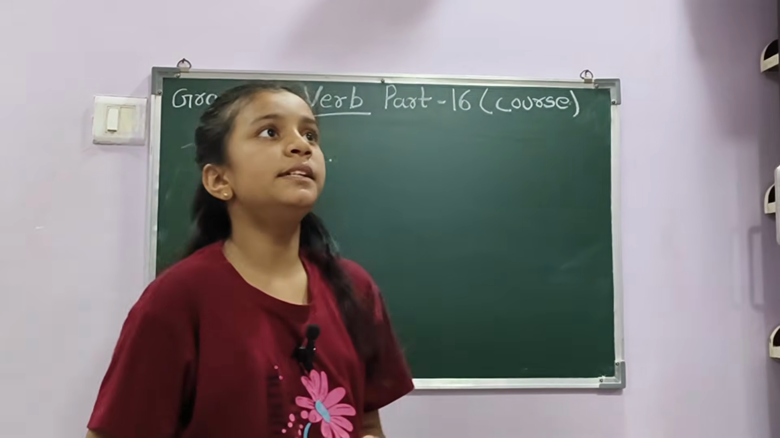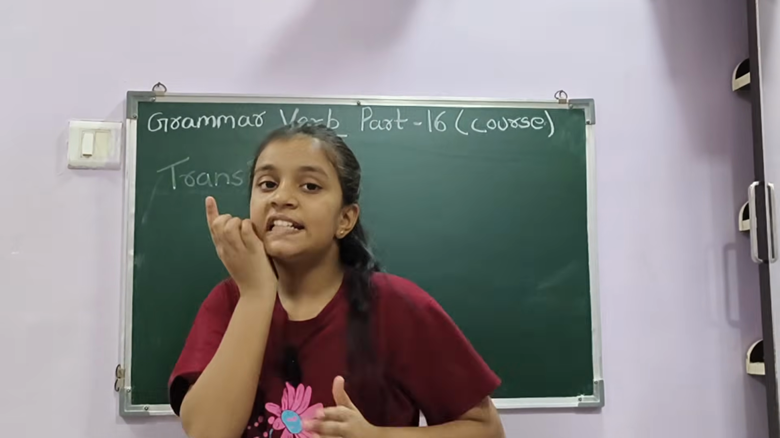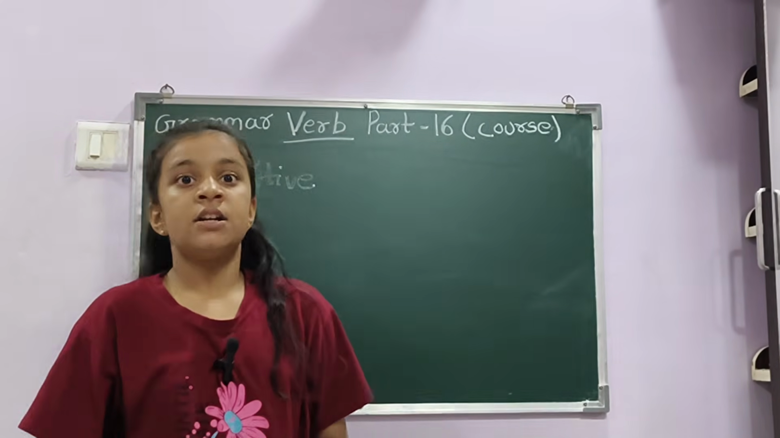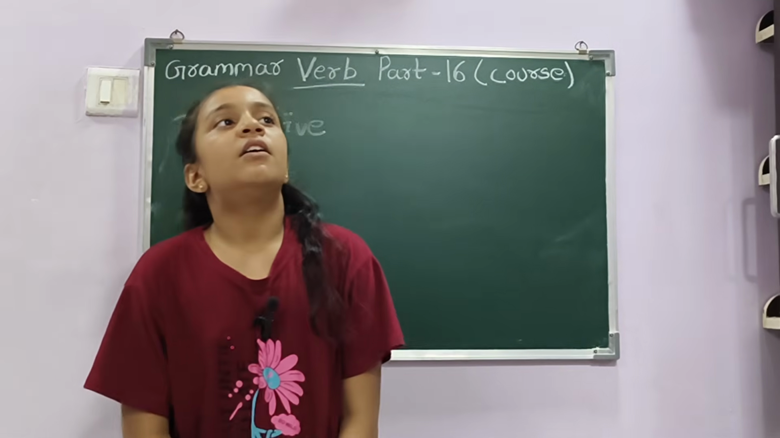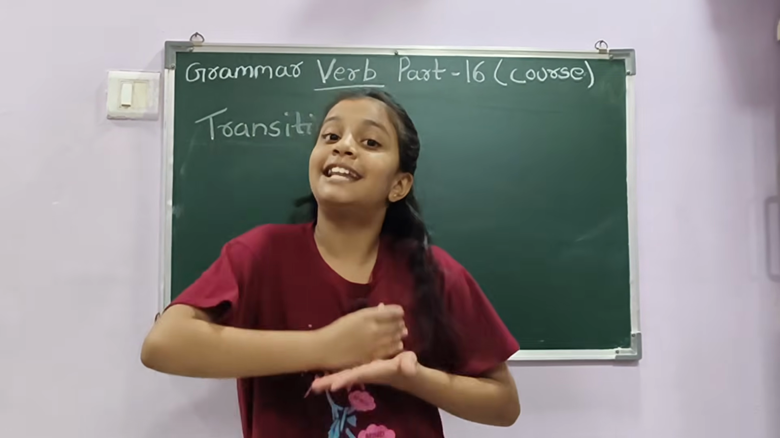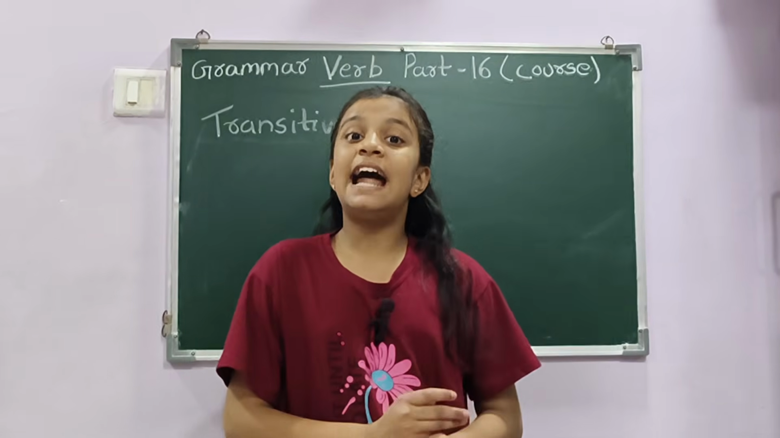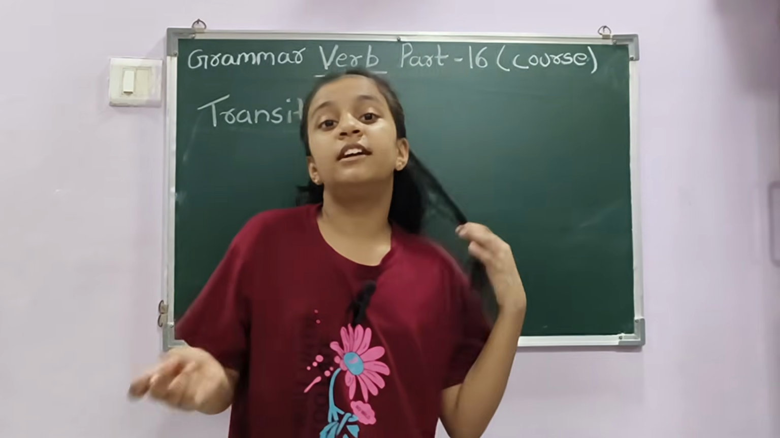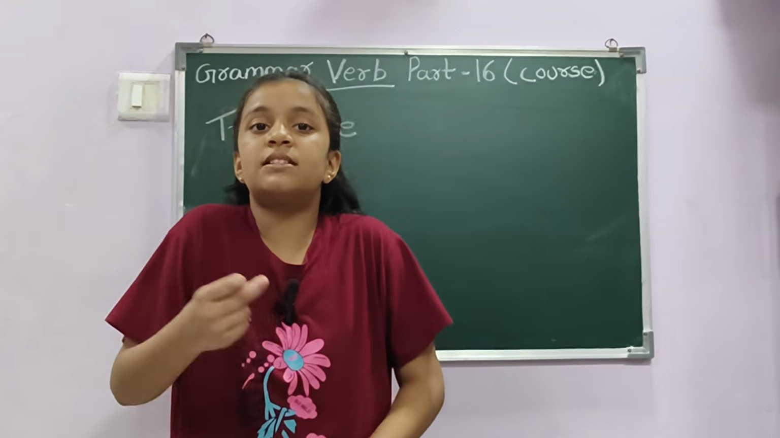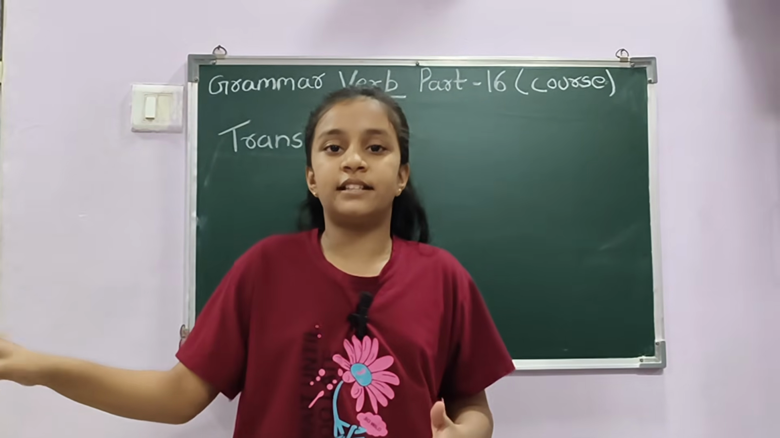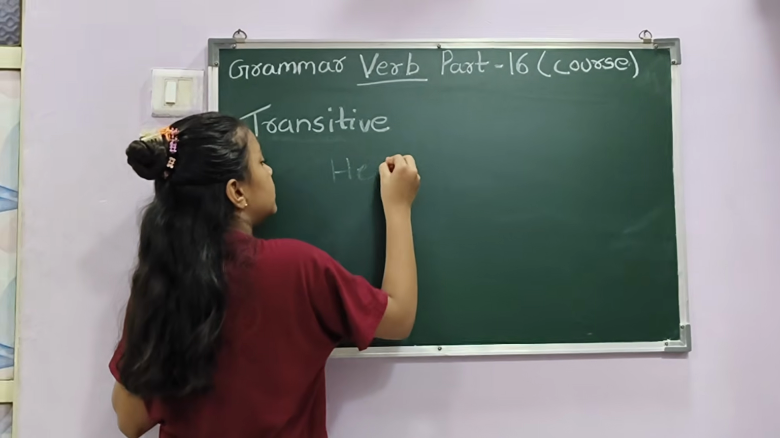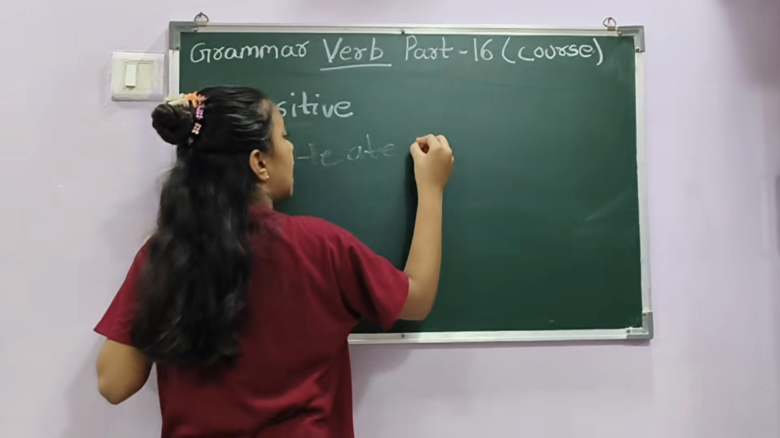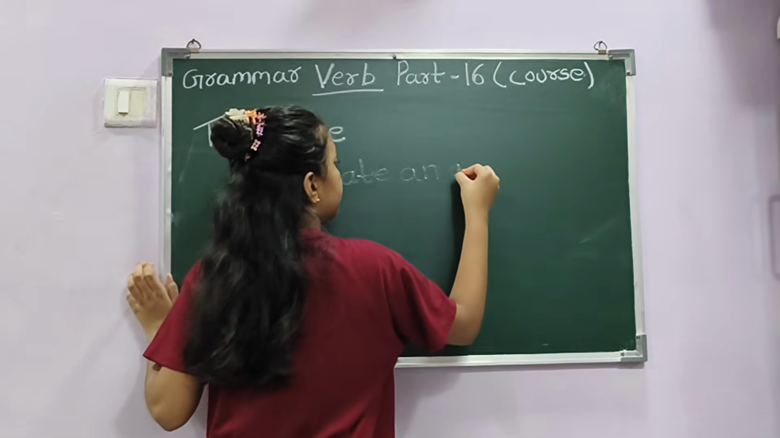Now, transitive means what? When an action is done in a sentence by the subject, and that action does not come back to the subject, it goes to the object in a sentence. For example, see, he ate an apple.